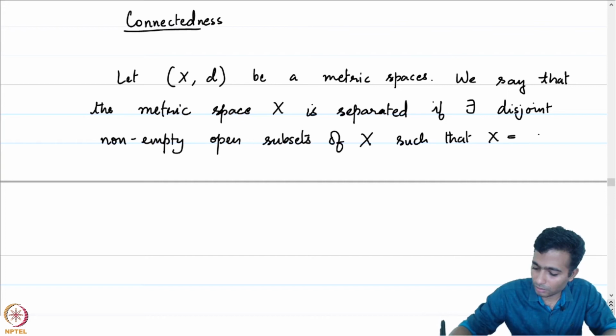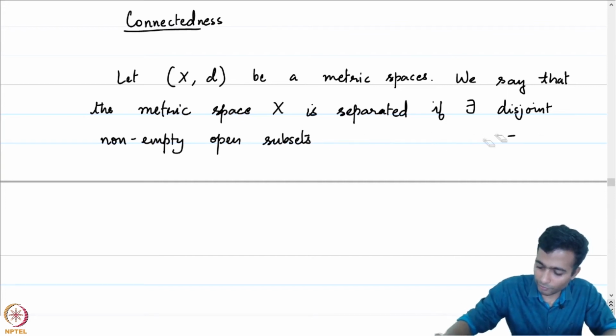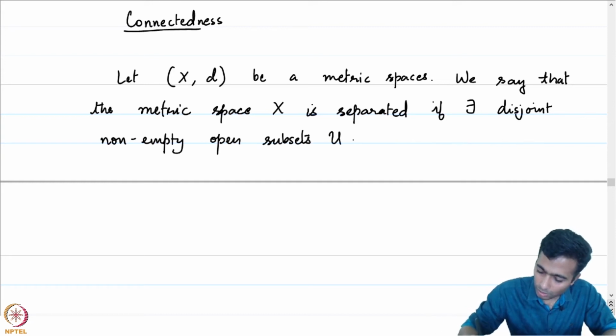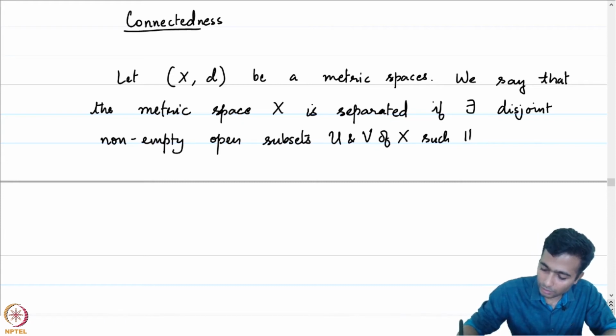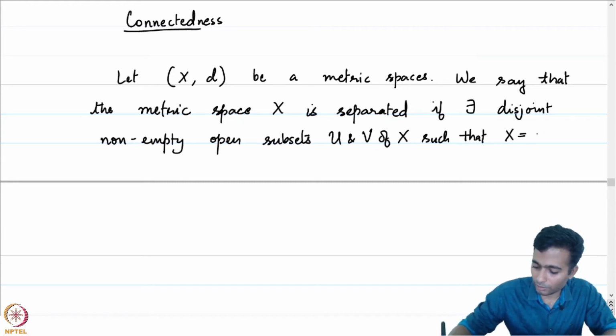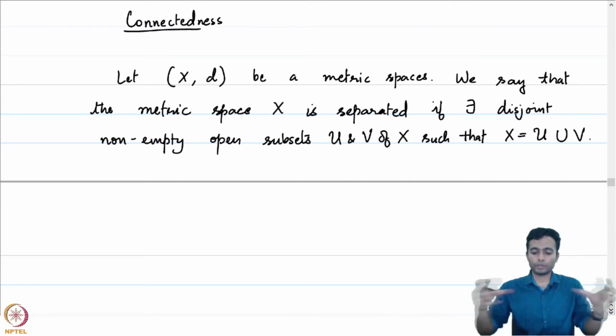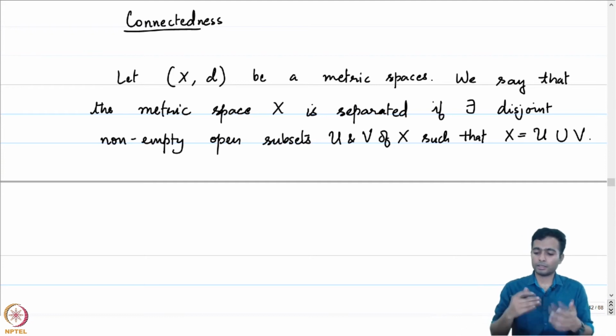Let's give them some names, U and V of X, such that X is equal to U union V. You can get hold of two open sets which are disjoint, non-empty, and open subsets, which give us the entire metric space when we look at the union. Then that is called a separation.